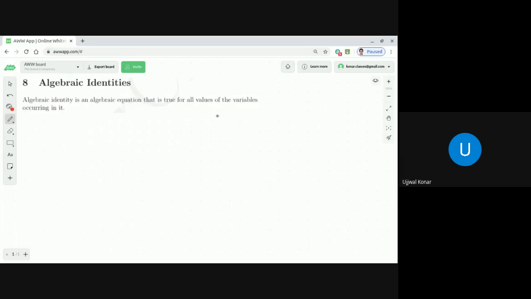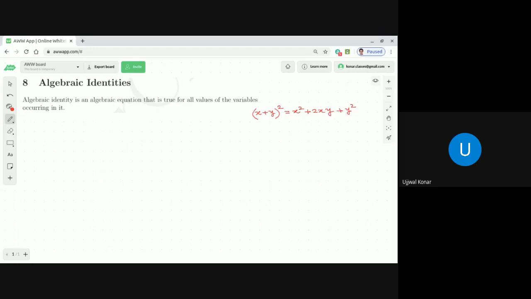Suppose we write an equation something like this: x plus y whole square. As you all know, this is equal to x square plus 2xy plus y square. This is an identity. Why is this an identity? Because it is going to be true for all the values of the variables occurring in it. What are the variables here? x and y. For any value of x and y, it is going to be true.